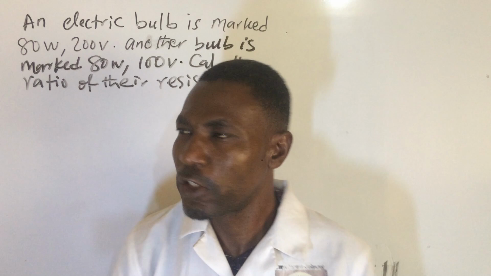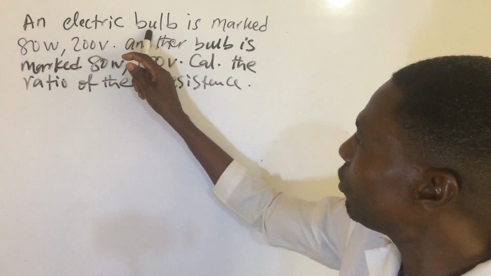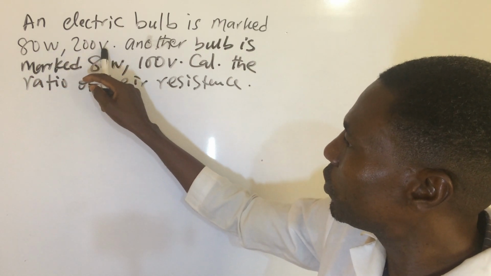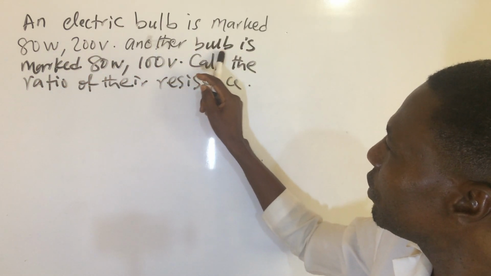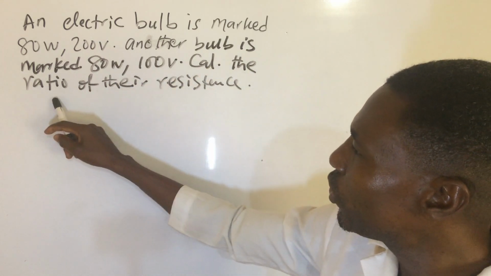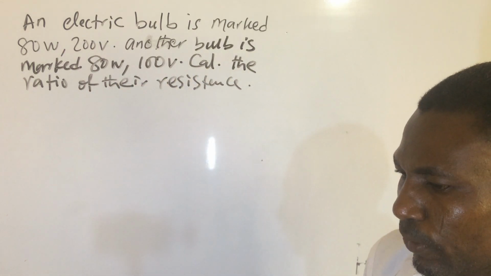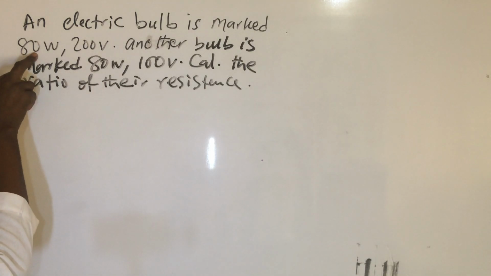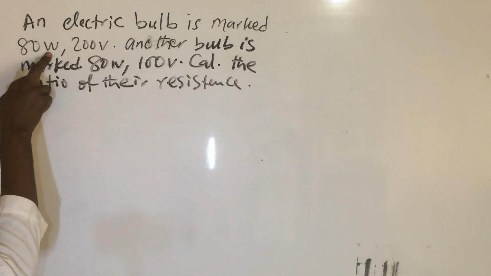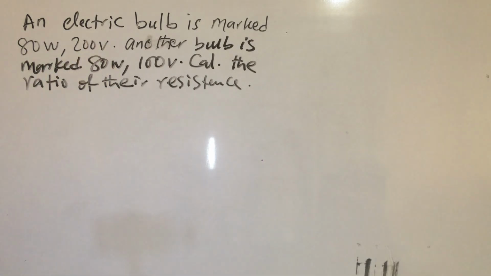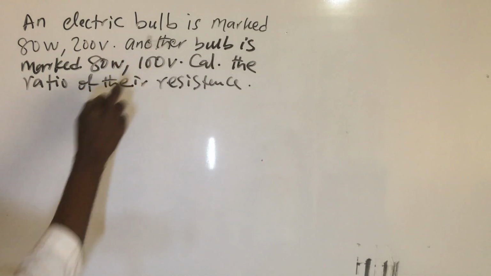The question says, an electric bulb is marked 80 watts, 200 volts. Another bulb is marked 80 watts, 100 volts. Calculate the ratio of their resistance, okay? Now, remember from this, the power of the electric bulb is given because we know the power by the unit, which is watts, and the voltage is also given. Coming here, the same thing, okay?